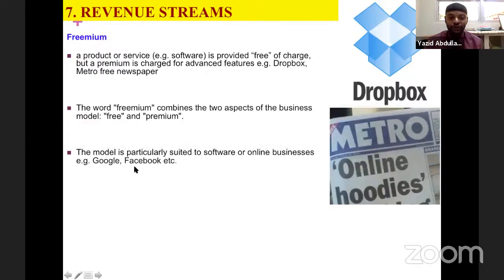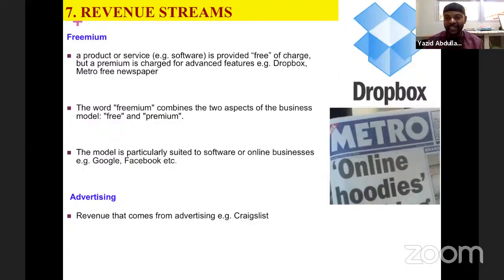So companies like Google, Facebook, they all use freemium business model. And of course, advertising is another way to make money. Like TV companies primarily use advertising. Companies like radio companies use advertising. Newspaper companies also use advertising.